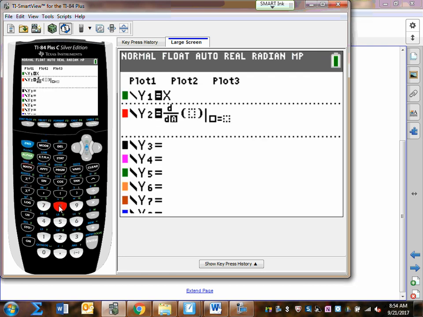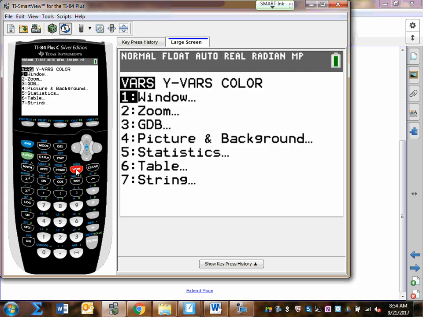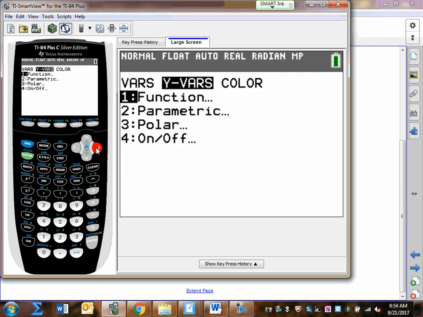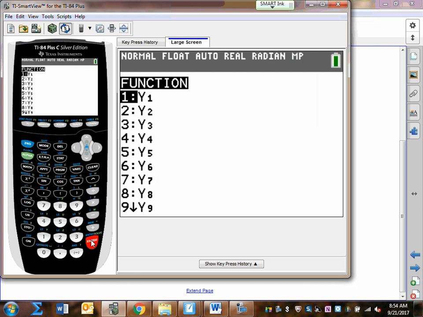So this is still going to be taking the derivative with respect to x, and we want to take the derivative of my function here. Now you could just type in the function, but something that's super handy is to use the y bars. Has anyone used y bars before? Okay, this is a great mechanism. So hit vars, arrow over to y vars. We're dealing with functions, we're not in polars or parametrics, so just functions. And it lists y1 through y however many we have. We want to take the derivative of what we have in y1, so we're going to use y1.